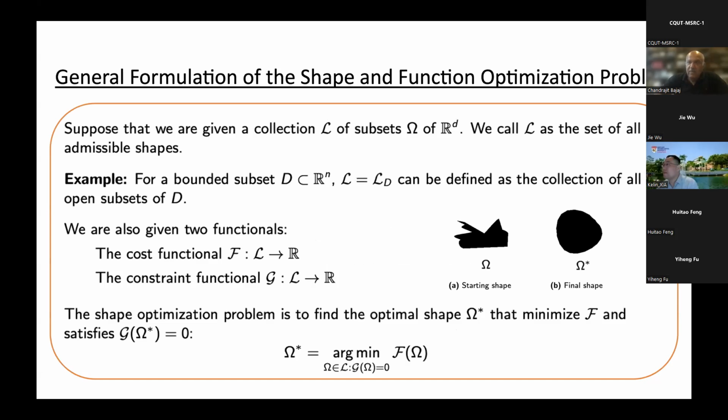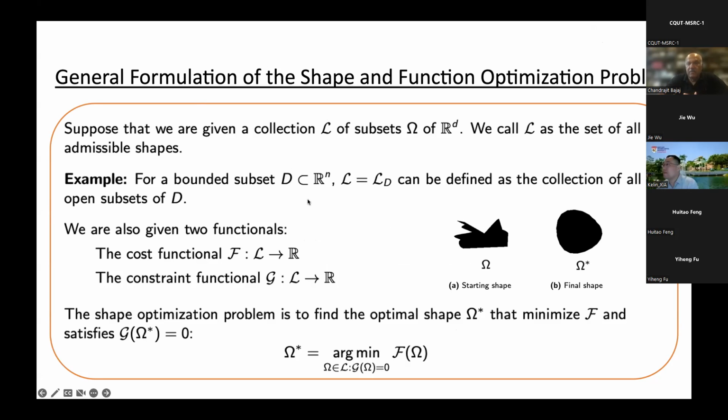So what is shape optimization or shape and function optimization? A general formulation can be given as follows. Suppose that we are given a collection of subsets omega of R^d in d dimensions, and L is this collection. It's the collection of all possible admissible shapes that we are going to search over to find the optimal shape.